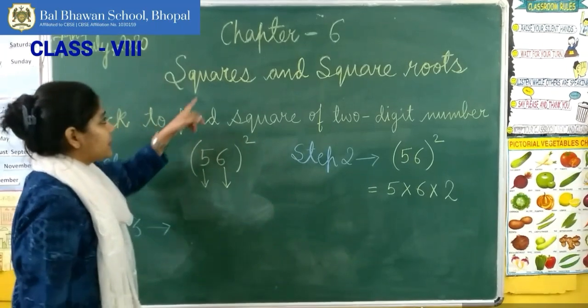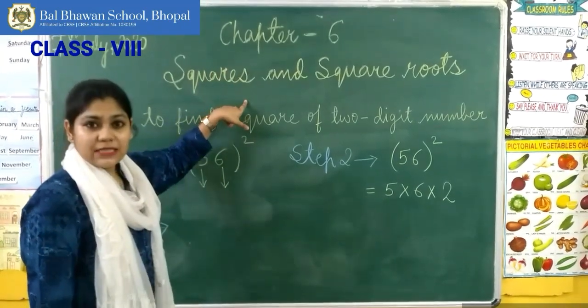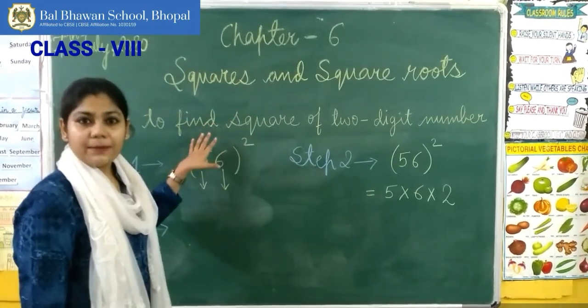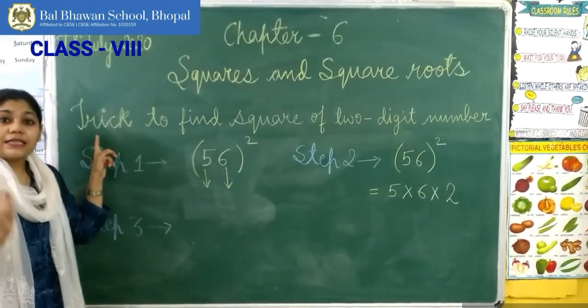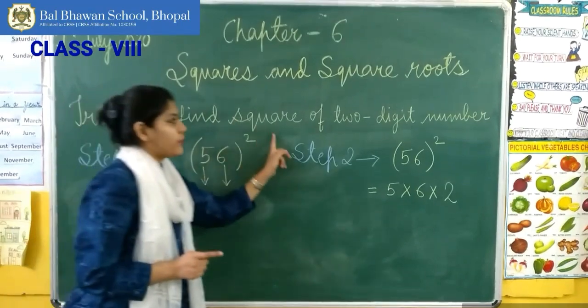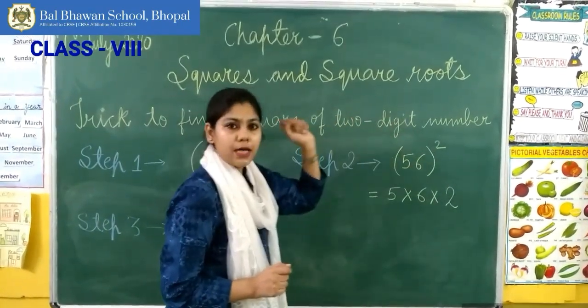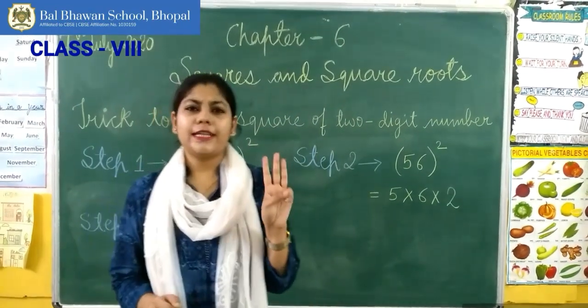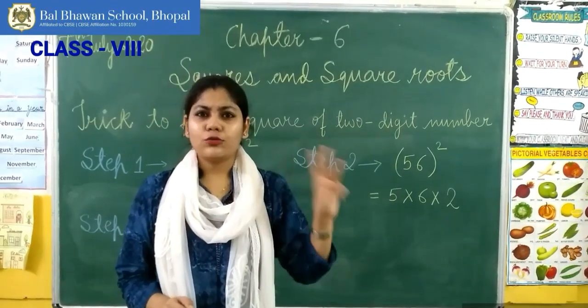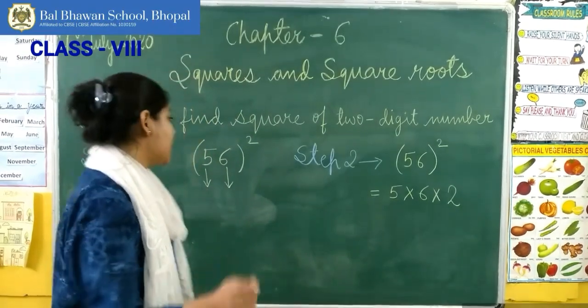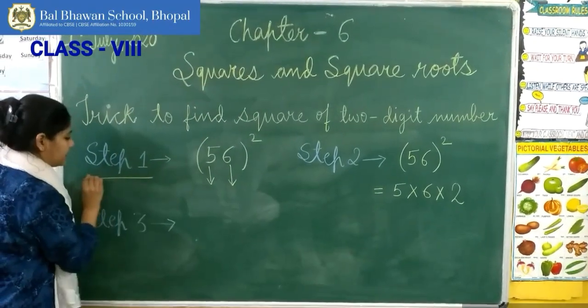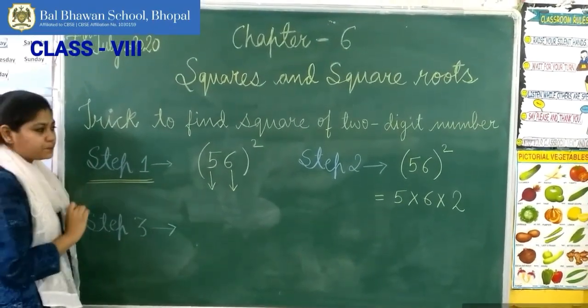So here we are actually doing chapter number 6, but right now we are not covering any part of the exercise. We are learning one trick to find the square of a two-digit number. Now there are very easy 3 steps, kids. 1, 2, 3 steps are there. That's all to calculate the square of any two-digit number.